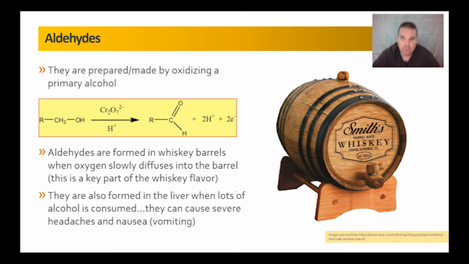Now, to prepare them, you would have seen this already in the alcohol section. You know that a primary alcohol, when it oxidizes, goes to an aldehyde and then to a carboxylic acid. So if we use acidified dichromate solution, we get our orange to green color change.